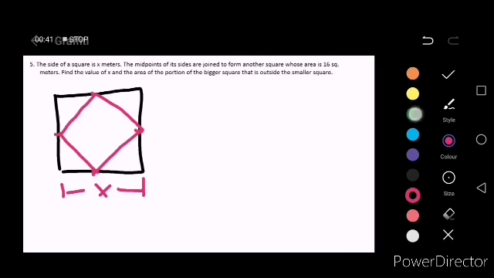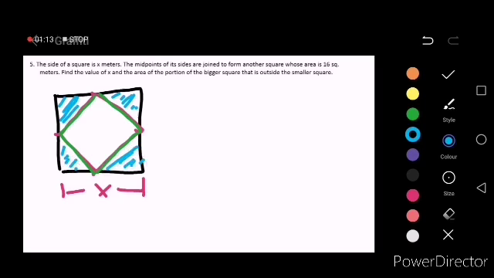Okay? Actually, mas maganda kung ibang kulay ito kasi baka mapagkamalan nyo yung sukat ng x eh. So, yan. Ay, anong gagawin natin ngayon? Okay? So, ang area daw niyan ay 16 square meters. Find the value of x and the area of the portion of the bigger square that is outside the smaller square. So, ibig sabihin, ang hinahanap natin dyan, yung area nito, itong shaded region na yan.